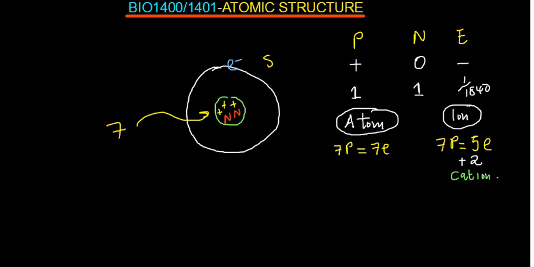How does that affect the atom? The atom is going to become smaller. Why? Because the attraction of the electrons to the nucleus is greater. So you expect positive ions or cations to be smaller than neutral atoms. Please understand this. Cations are smaller than their neutral atoms.